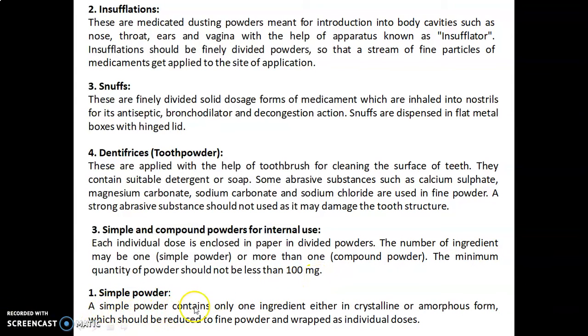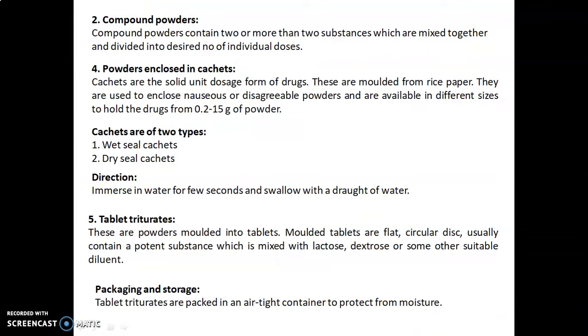A simple powder contains only one ingredient either in crystalline or amorphous form, which should be reduced to fine powder and wrapped as individual doses. Compound powders contain two or more substances which are mixed together and divided into the desired number of individual doses. Fourth one, that is powders enclosed in cachets.